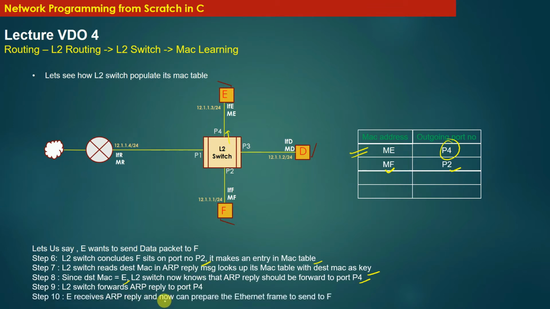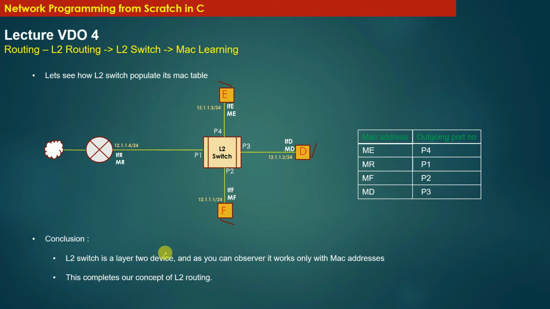E receives the ARP reply, and now E can carry out communication with the machine F because E has now resolved the ARP. So the final conclusion is that L2 switch is a layer 2 device because it works with the MAC addresses only, and as you can observe, it works only with MAC addresses. This completes our concept of L2 routing.